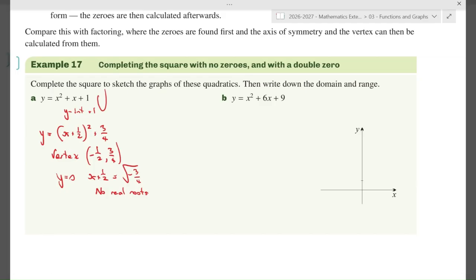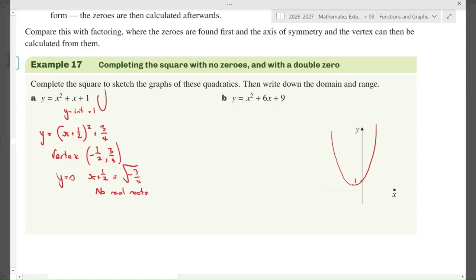We all cool with that? All right. So if we were graphing that, we have a look at the intercept. We know the intercept is at y equals 1. We know the vertex is at minus a half and then 3/4, which means it's going to be about there. So you're going to get one that looks sort of like that. Everyone cool?